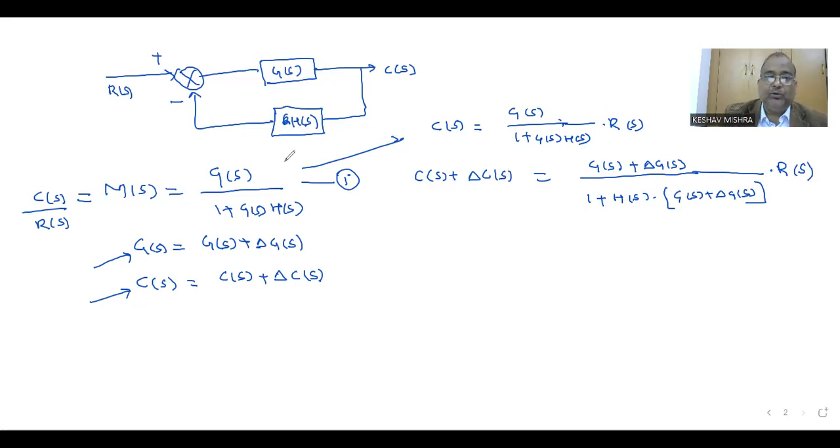The procedure is very similar to the open loop case. The only difference is that in a closed loop control system, the overall transfer function M(s), which is the ratio of output quantity C(s) to input quantity R(s), is given by G(s) upon 1 plus G(s)H(s). This is equation number 1. From this equation we have written C(s) in this way. Now G(s) is changed by this amount, so this will cause the output to change by this amount. So the net output is C(s) plus delta C(s). G(s) is basically a parameter, and this parameter is causing a change in the output variable C(s).